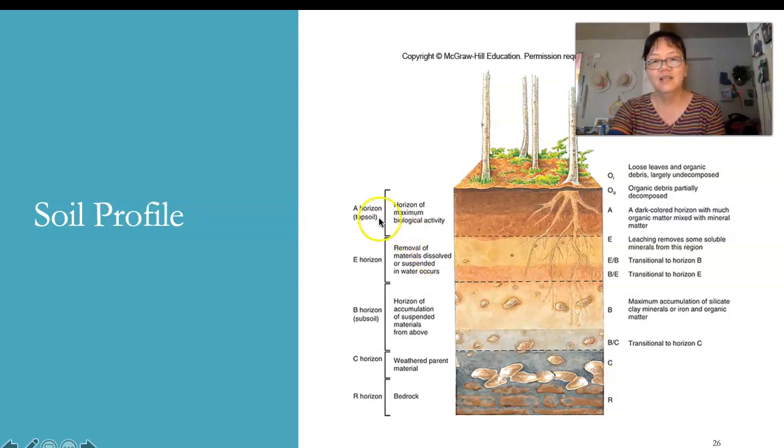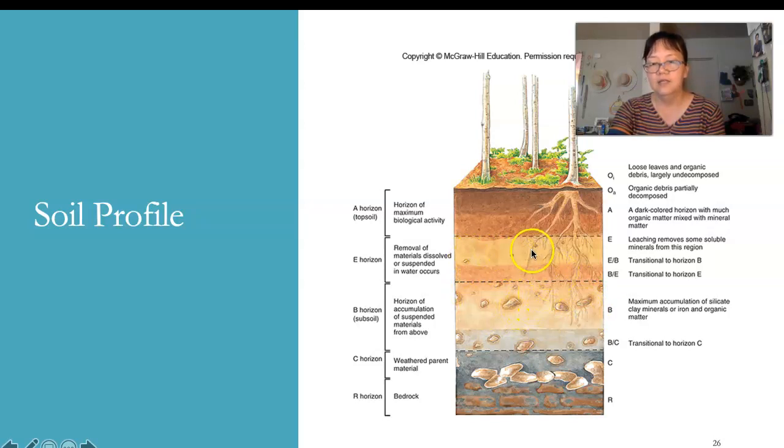The A horizon is the topsoil. It has maximum biological activity. And in the E horizon, removal of materials dissolved or suspended in water occurs, which means in this layer there's a lot of leaching going on. And the B horizon is called subsoil, a horizon of accumulation of suspended materials from above. When we talk about clay, most of the clay is in the B horizon.